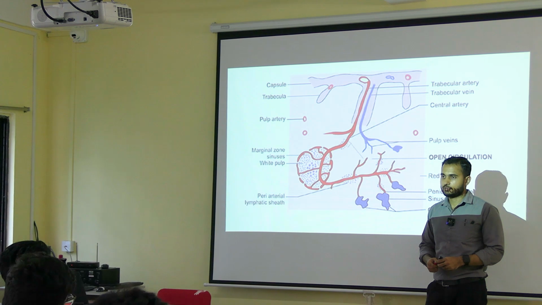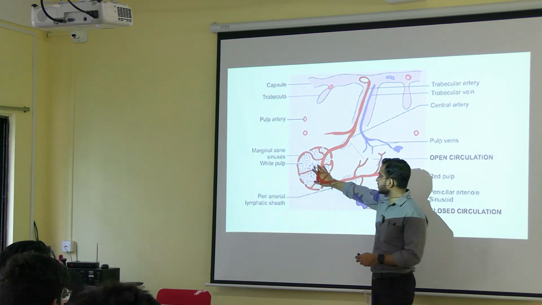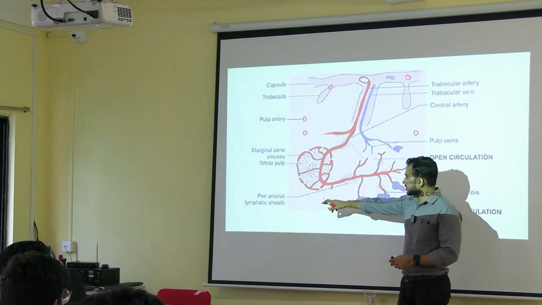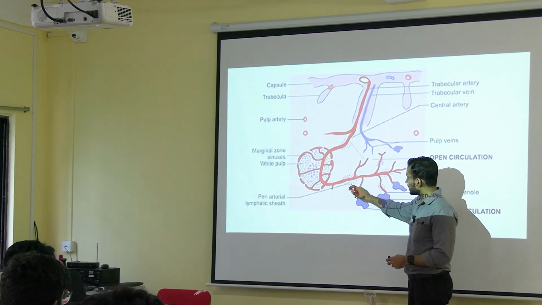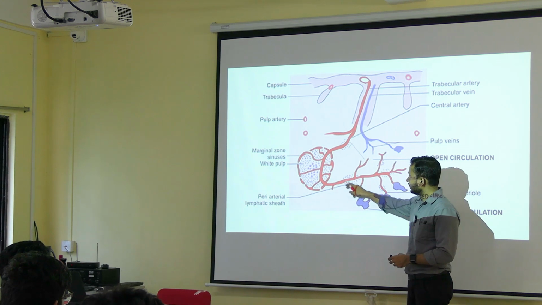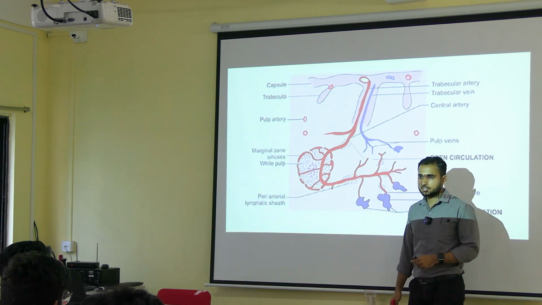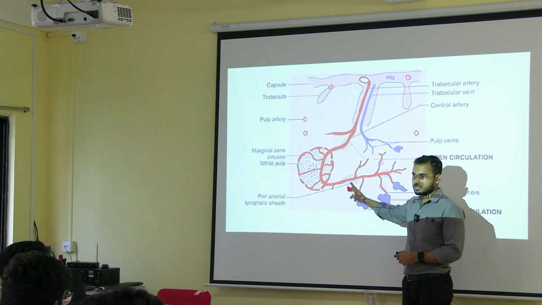Malpighian corpuscles. Okay, now here the Malpighian corpuscles will be formed. Now in case of periarterial lymphatic sheath, just see this is the central arteriole. Around the central arteriole you can see the aggregation of lymphocytes are taking place. So this will be T lymphocytes.